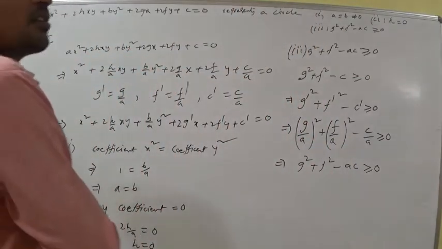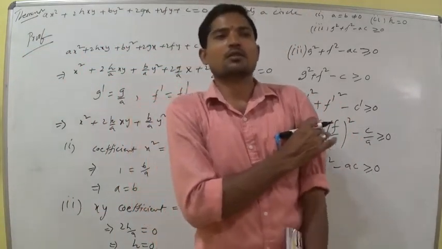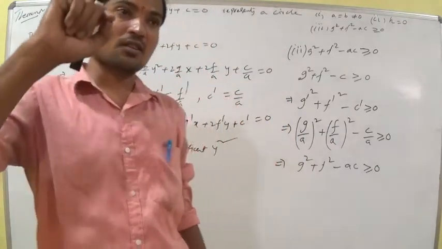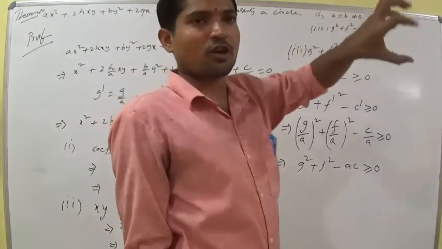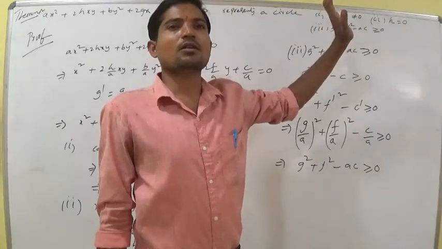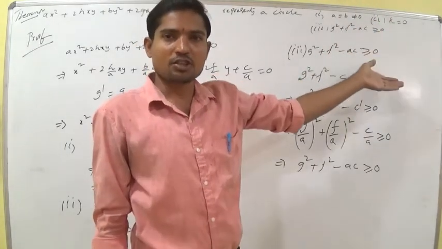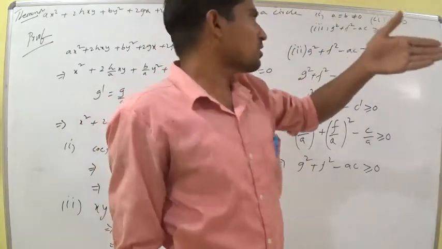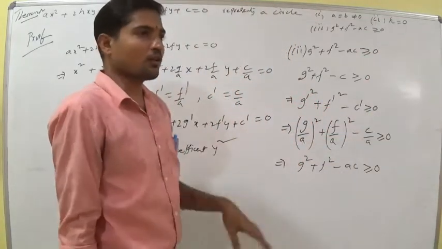Suppose a general equation ax² + 2hxy + by² + 2gx + 2fy + c = 0 represents a circle. Then a, b, that means the coefficient of x² equals the coefficient of y², and at the same time they are not equal to 0, and h is equal to 0, I mean to say the coefficient of xy is 0, and g² + f² - ac ≥ 0.